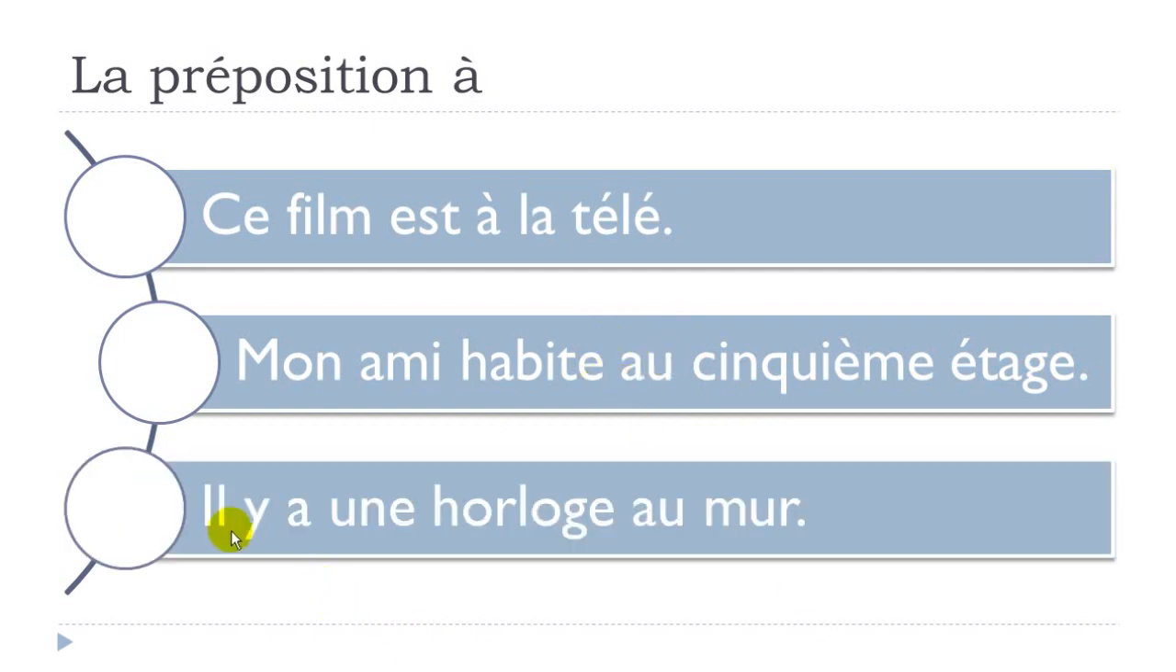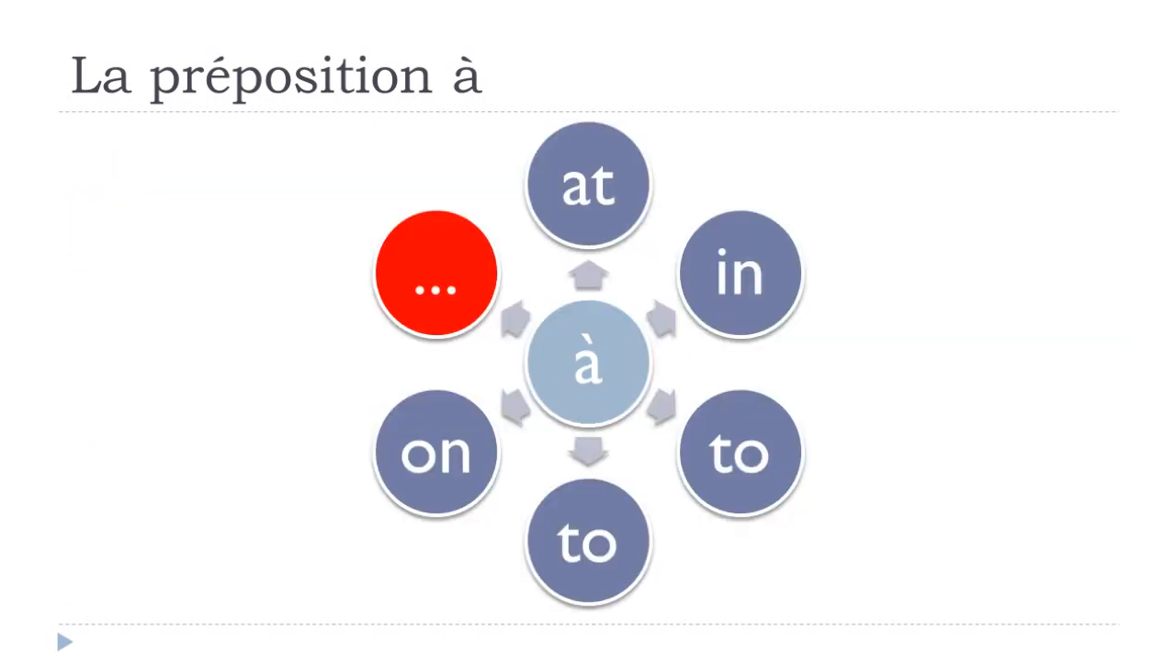Third example, il y a une horloge, a clock. Au mur, same thing here, le mur, the wall, but then we combine à and le and it becomes au, au mur. Il y a une horloge au mur. So let's read them one more time. Ce film est à la télé. Mon ami habite au 5e étage. Il y a une horloge au mur. All right. And now let's see all the other possibilities that we've got.